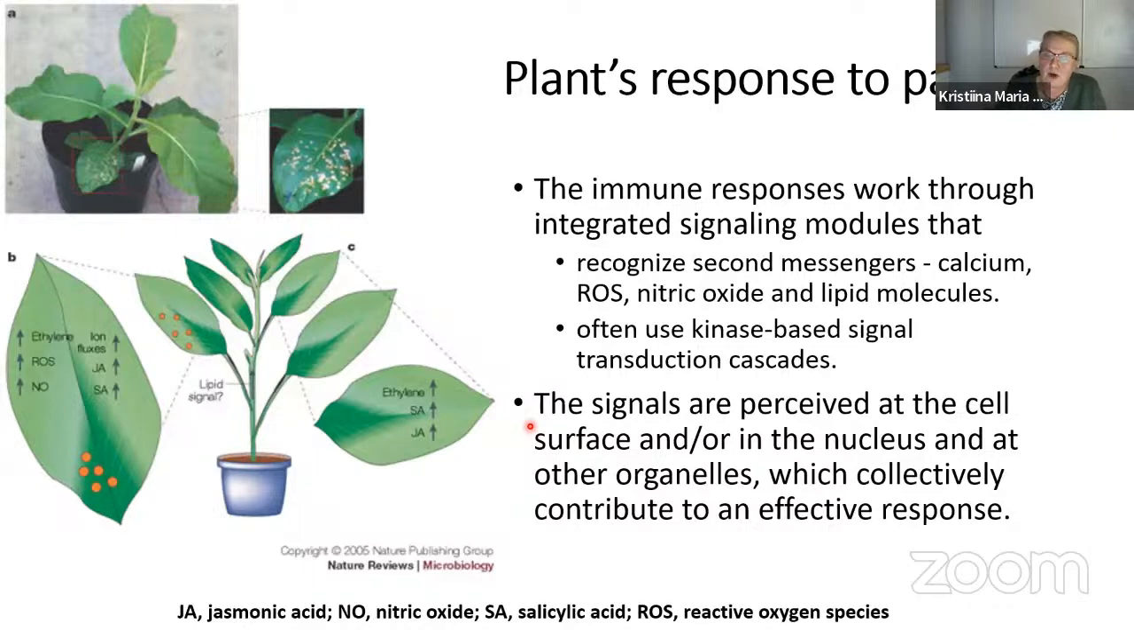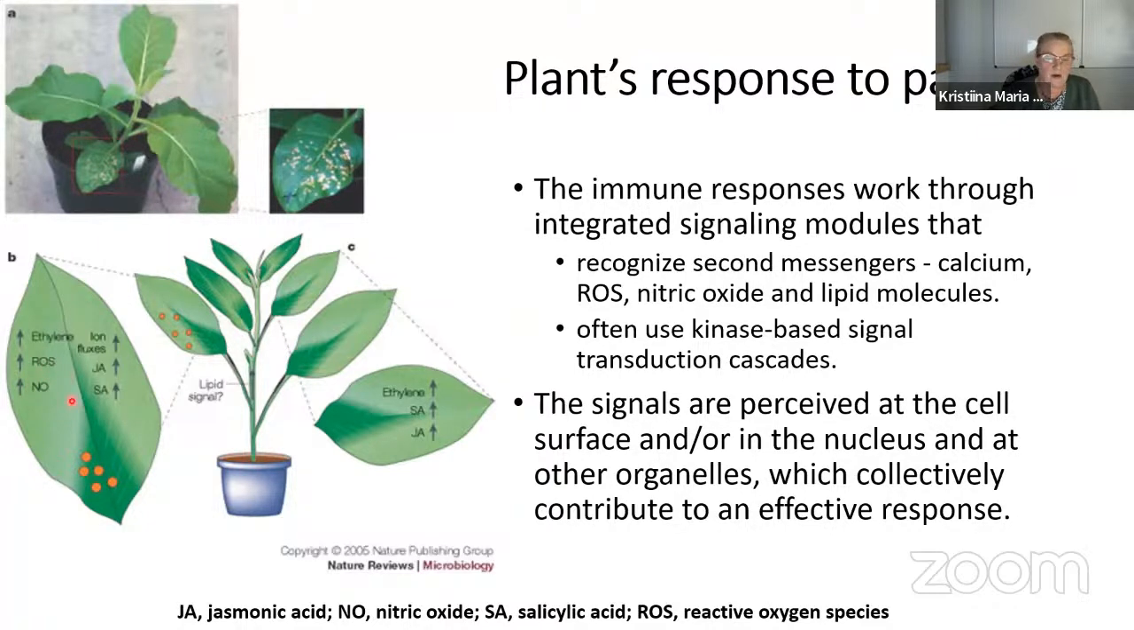The immune responses work through integrated signaling modules, and this pathogen recognition in the plant cells, for example, leads to the hypersensitive reaction, which can be seen on these leaves here. This is after tobacco mosaic virus recognition. This signaling goes through several second messengers like calcium. There are different ion fluxes which are induced. We have the reactive oxygen species that start to accumulate.